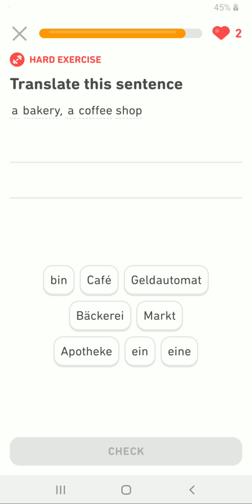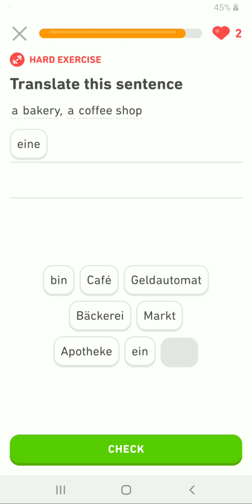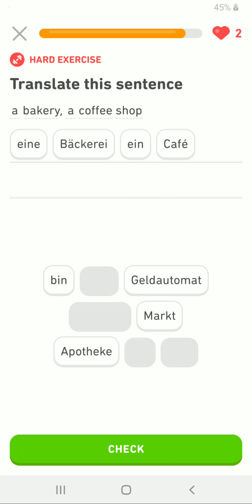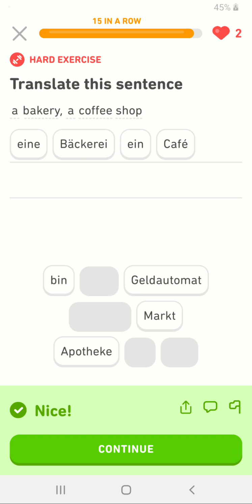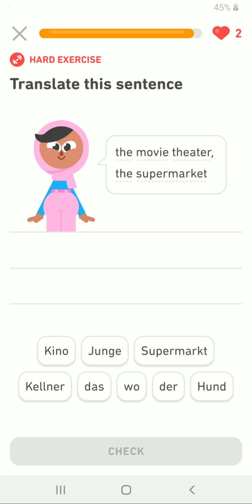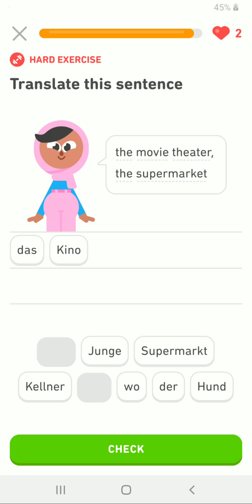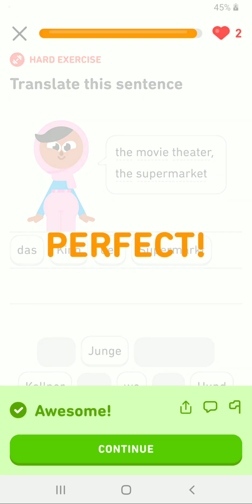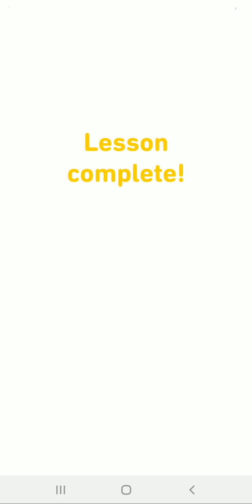Okay, nice. How do you say a bakery? Eine Bäckerei. Und ein Kaffee. So, eine Bäckerei und eine Apotheke, but ein Markt. So, the movie theater: das Kino. Und der Supermarkt. Perfect.